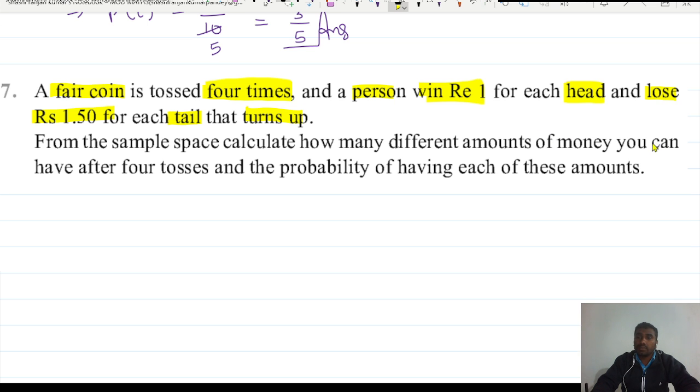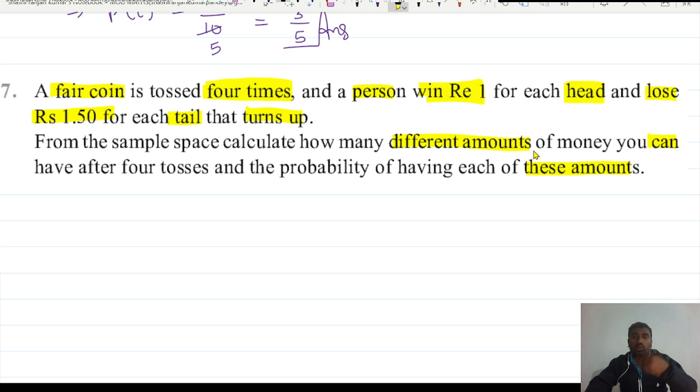Okay, so this is the first question we have. We have to calculate the total different amounts of money in the sample space. After that, find the probability of these amounts. So hopefully you get the concept. Let me explain the question once. We have 4 coins. Let us suppose we toss them. If we get a head, I will win 1 rupee. Let us suppose I get a tail, so I have to give 1.5 rupees, that is a loss of 1.5. And if you get a head, you will win 1 rupee. So after the 4 different tosses, what are the different amounts you can have?